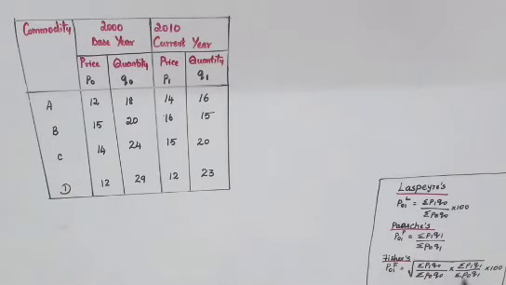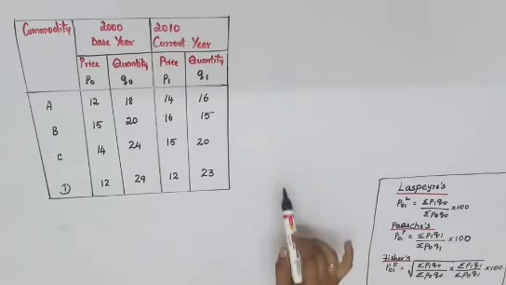If you combine Laspeyres' and Paasche's, you will get Fisher's with the square root, and under the root you will get the 100 as well. We will have to find P1Q0, P0Q0, P1Q1, P0Q1 separately in columns.